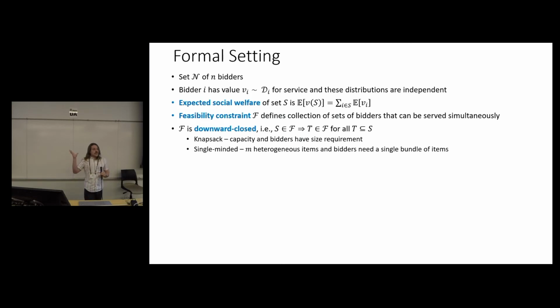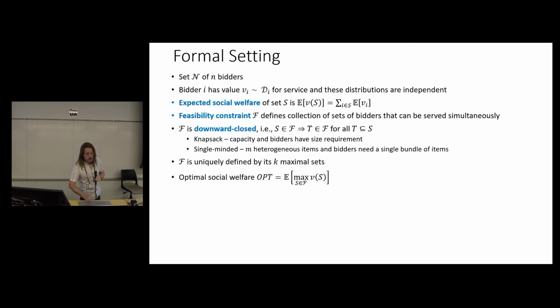And we think about downward closed F here, which means that if a set S is contained in F, then any subset of S is also contained in F. And this is a really mild constraint, right? It captures many settings of interest: the knapsack auction, like this airline example we had before, and combinatorial auctions that you can think of with single-minded, multi-minded bidders, that sort of thing. Since F is downward closed, it's uniquely defined by K maximal sets, and this parameter K is what we're going to try to approximate as best as we can. This is going to be the parameter of interest.